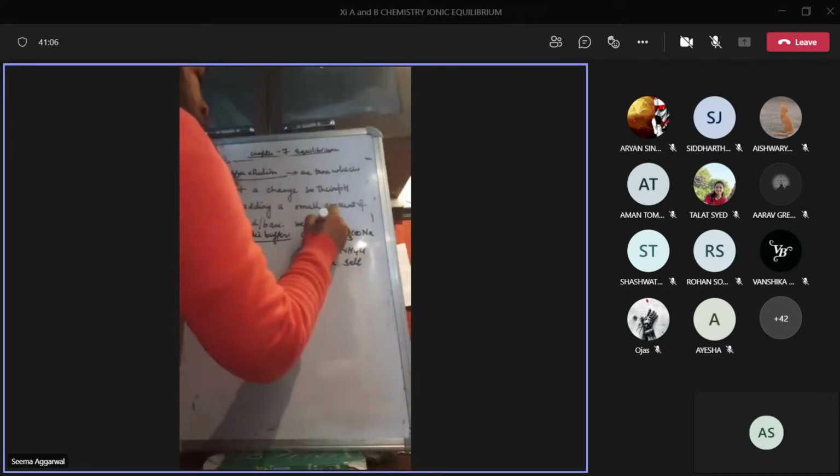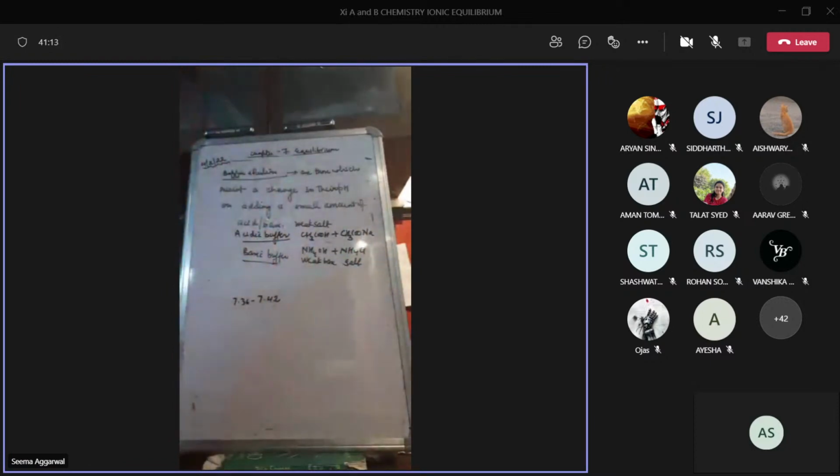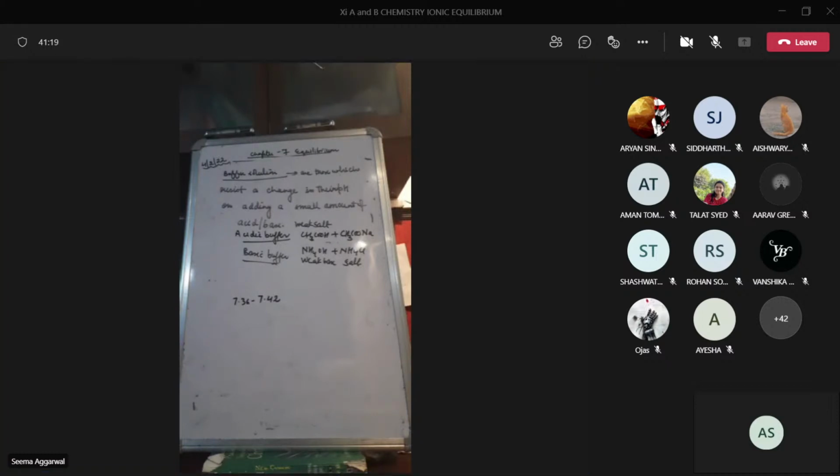So that's the topic only. We don't have to do anything much in this topic. Just remember what a buffer solution is, and give one example of acidic and basic buffer. Details are not in your book and they are not in your syllabus.